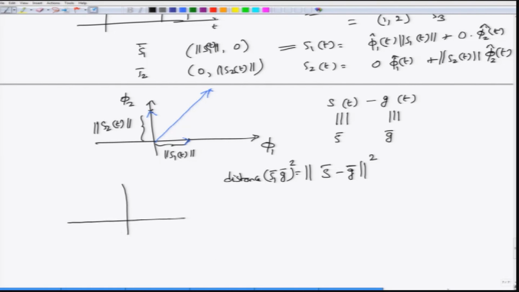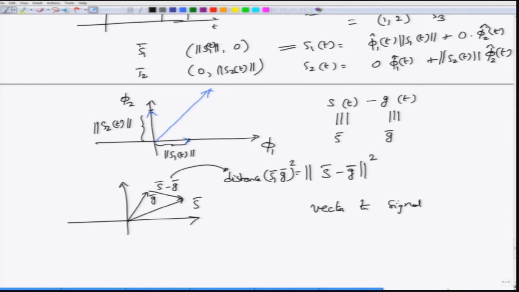On some space, in this case it was a 2-dimensional space, maybe for another waveform it is a 3-dimensional space or maybe a 4-dimensional space, I will be able to write down S of t by giving its vector representation. I also have the vector G, and this would be the difference vector S minus G, and the difference between the two will be given by the length or the norm square of this particular vector. So, this is how we can give a representation of a signal as a vector.